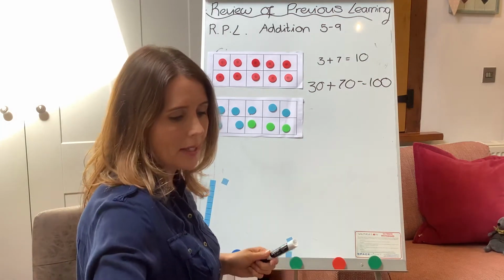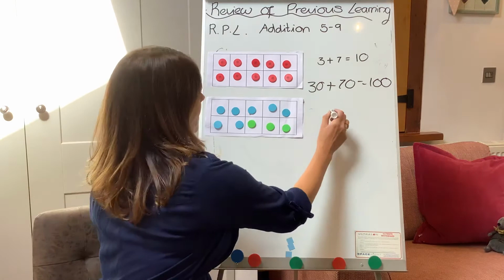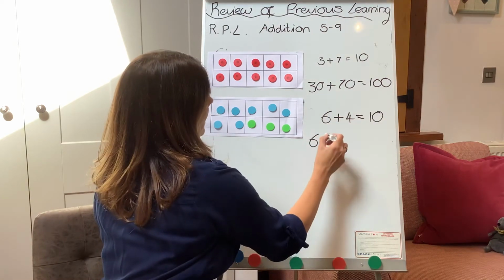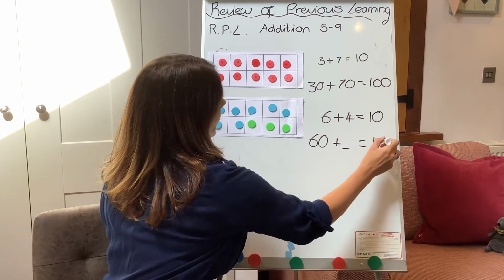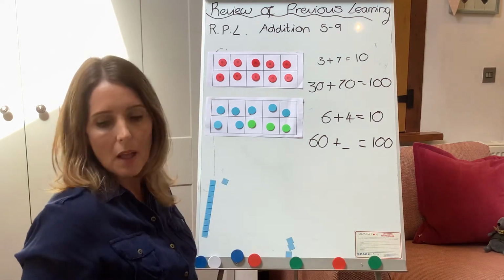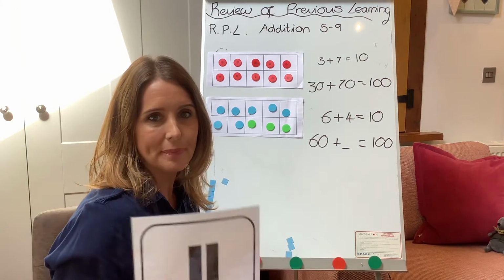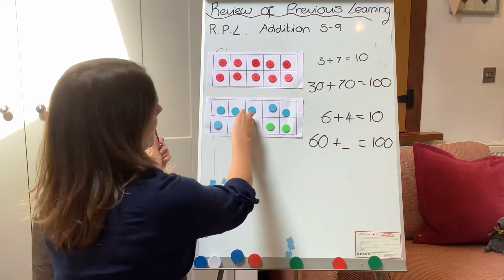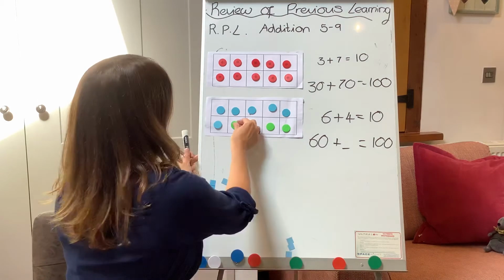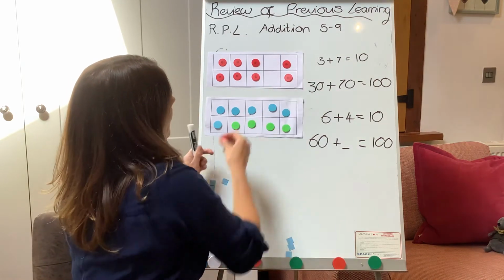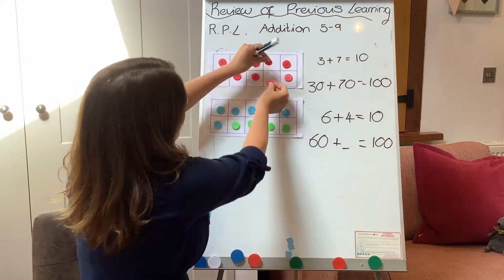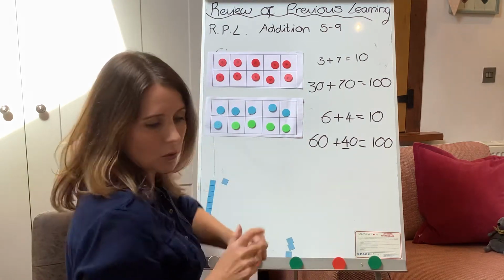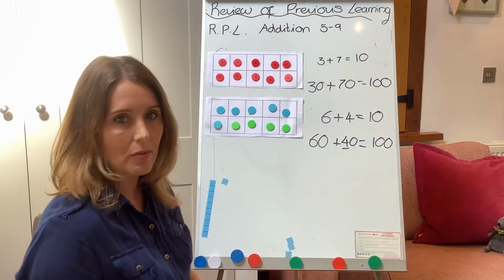So you can have a practice yourself now. Try this one. 6 add 4 is equal to 10. So 60 add what will equal 100. Pause it, have a go. Okay, so 6 and 4 is equal to 10, we can make that on our tens frame. So we can have 60 and 40 is equal to 100. So we can use those related facts.